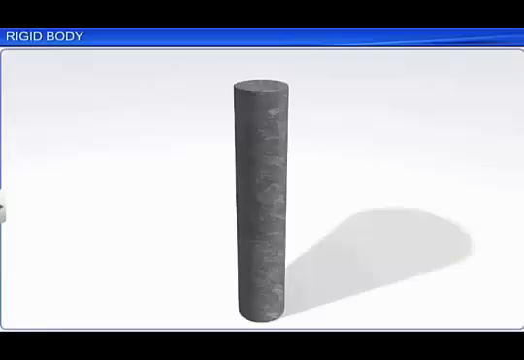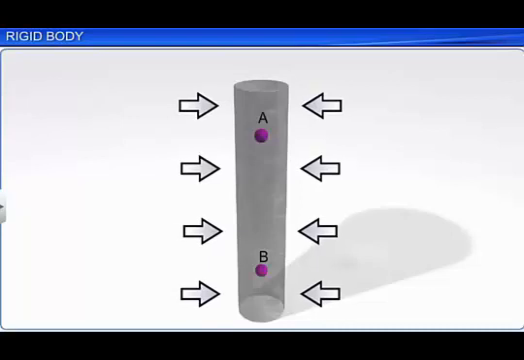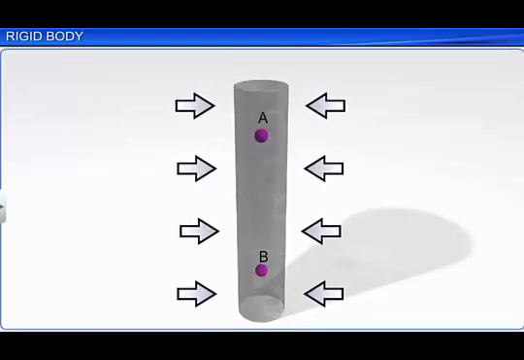A rigid body is a system of particles with a finite size that do not get deformed under the influence of any external force. The distance between any two particles of an ideal rigid body does not change even when it is under the influence of external forces.